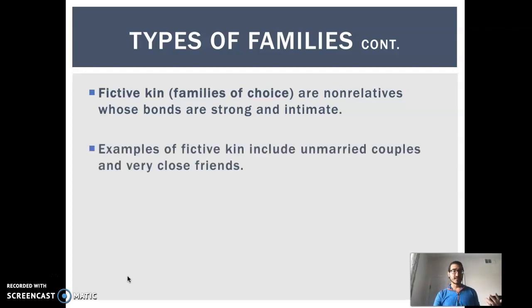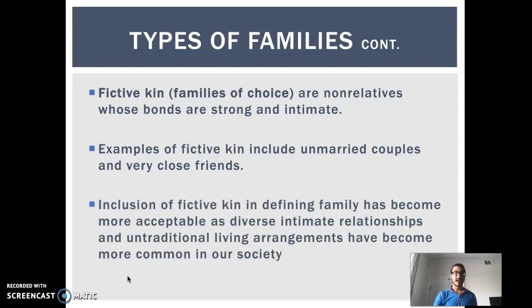We also recognize often in U.S. society fictive kin, which refers to non-relatives, so people that we're not legally related to or related to through bloodlines, but maybe really close friends that we have or families of choice, whose intimate relationships with us and the bonds we create are really strong. So examples of fictive kin might include unmarried couples and very close friends that you have. Also, like I said before, if you had coaches, mentors, or teachers growing up that you were really, really close with, you might also consider them to be fictive kin. Inclusion of fictive kin in defining family has become more acceptable as diverse intimate relationships and untraditional living arrangements have become more common in our society.